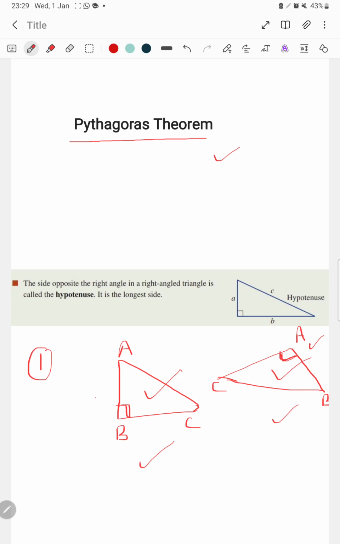So if you get a Pythagoras theorem based question, you have to spot the right angled triangle first of all, and if a right angle triangle is there, you can always apply a Pythagoras theorem.